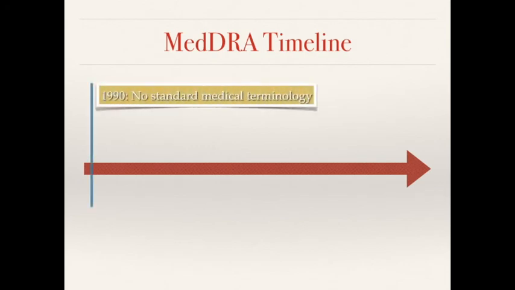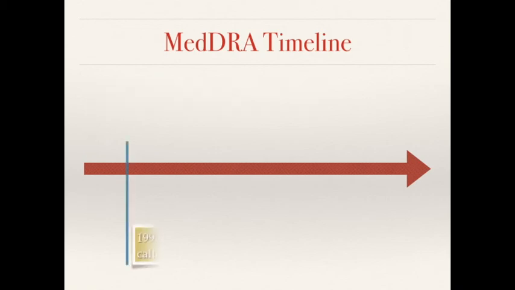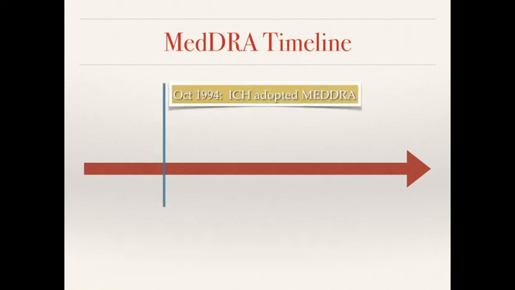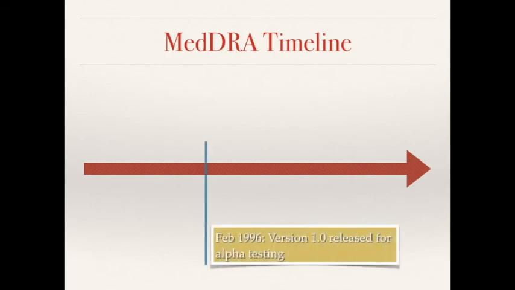In 1990, there was still no standard medical terminology. So in 1993, the Working Party of the European Regulatory Activities and industry representatives reviewed and amended the UK terminology, then called MedDRA. In October 1994, the ICH adopted MedDRA version 1.0 as basis for international terminology. An ICH M1 expert working group was formed to further develop the terminology. In February of 1996, version 1.0 was released for alpha testing by pharmaceutical companies and regulatory activities.